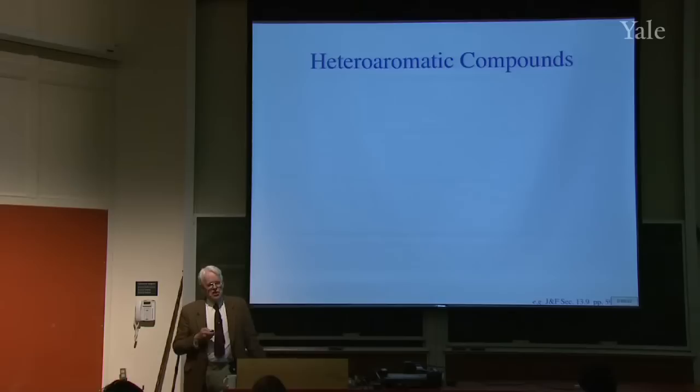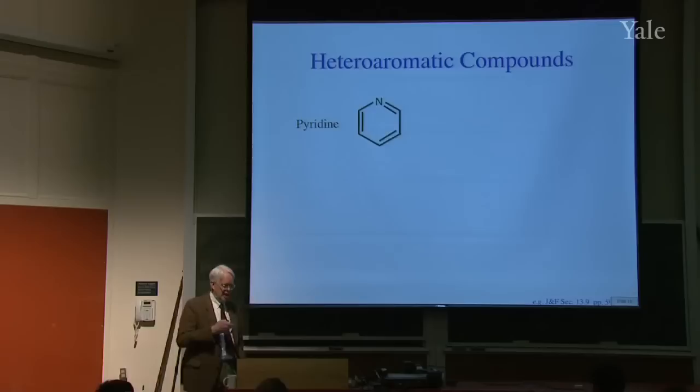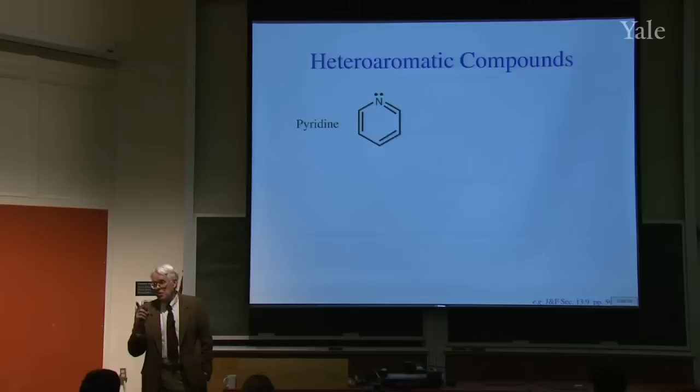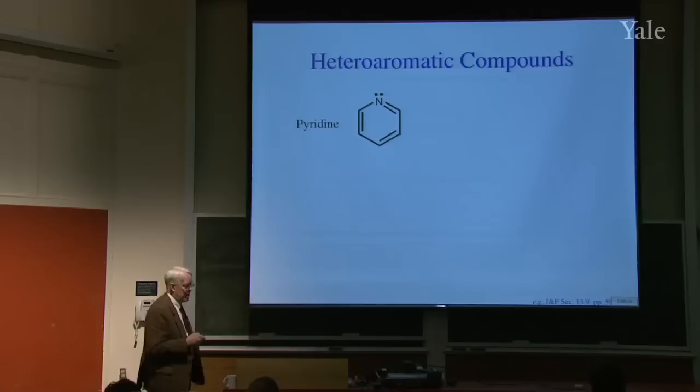So you can have aromatic compounds that aren't just carbons in the ring, like, for example, nitrogen here. Now think of the electrons on nitrogen. It's forming sigma bonds to carbon on either side. It has an unshared pair of electrons, but that's not part of the pi system. That's in the plane. Right? It's not part of the p orbitals, which is what we're talking about. It's an sp squared orbital. But there is an electron in the p orbital.